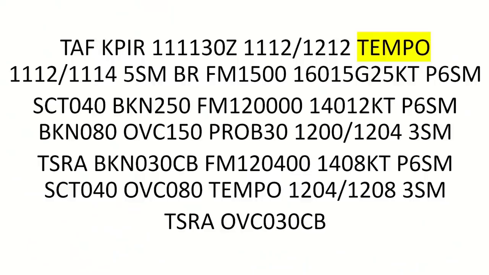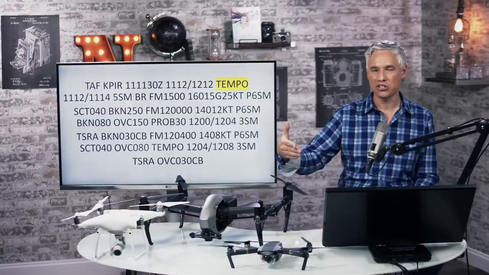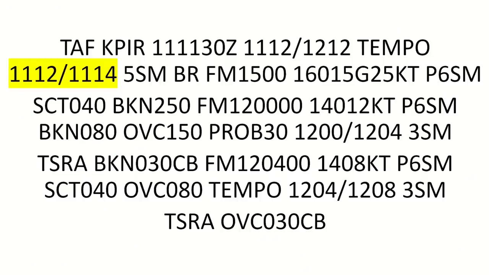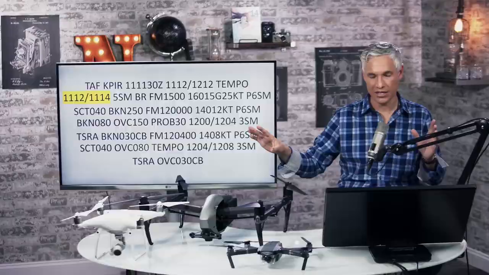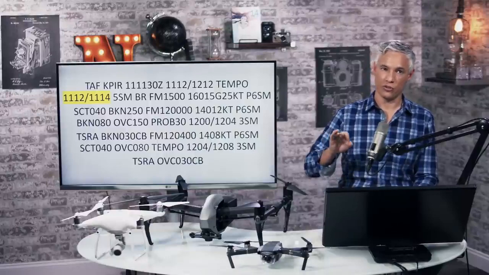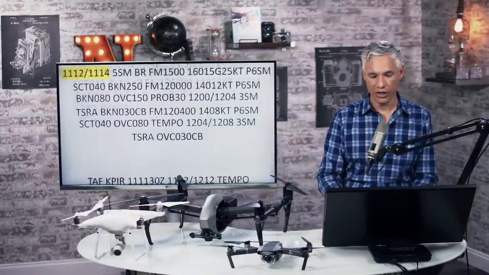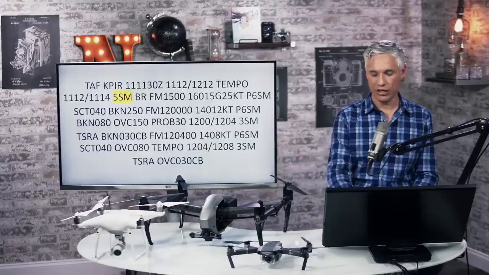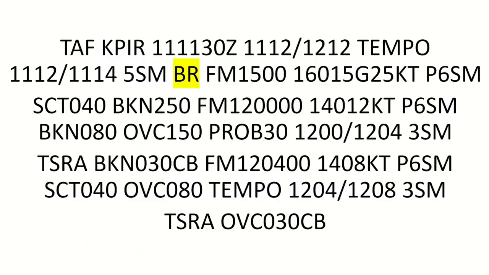Tempo means that the following conditions are going to be kind of temporary, kind of transient. And then you'll see the period of time that the following conditions are valid for. We already established when it's going to start. Now we're saying, hey, we're temporarily going to see these things on the 11th day of the month from 1200 to 1400 hours. So from noon to 2 p.m. Visibility is 5 SM. Whenever you see SM, that's statute miles, that's indicating visibility. Remember what BR meant from earlier? Mist, there'll be some mist.